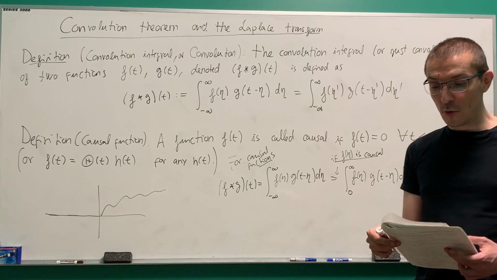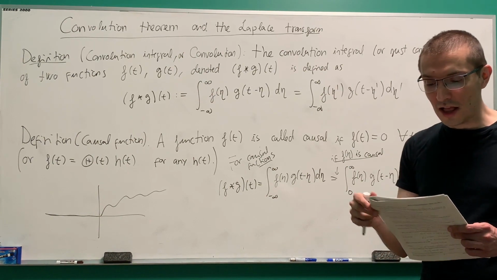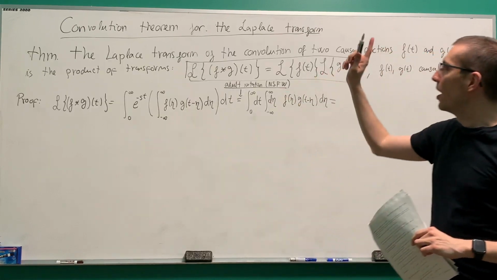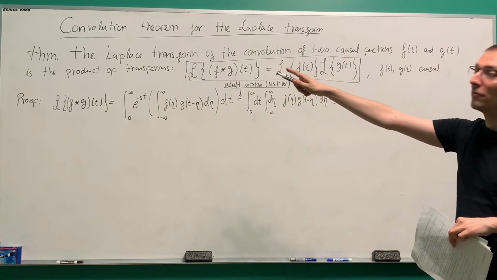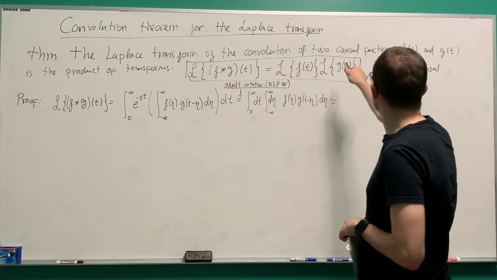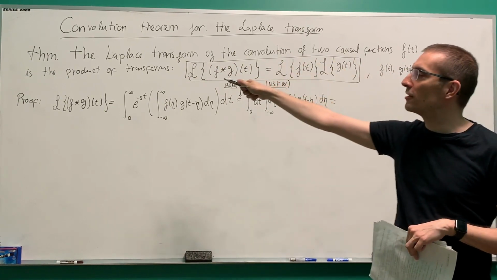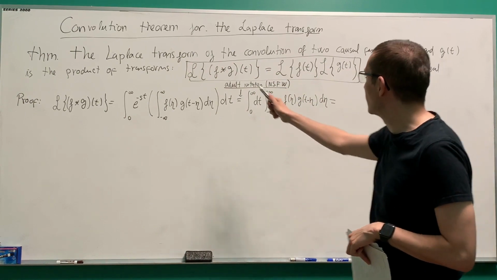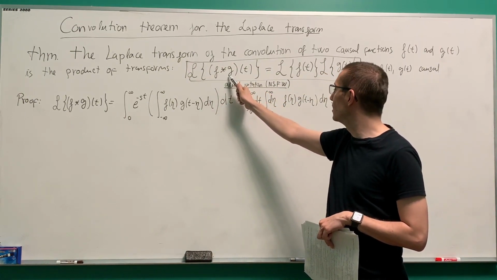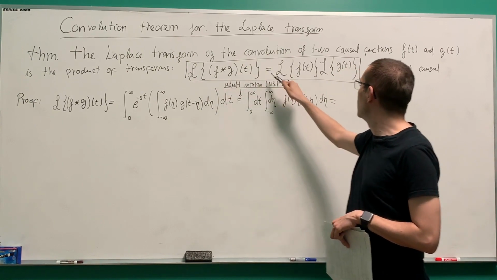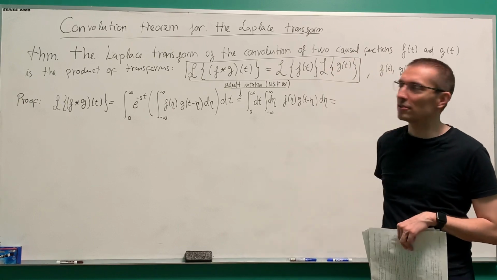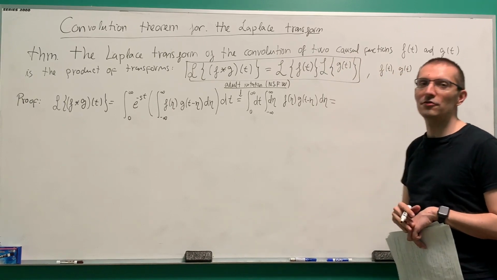Alright, so with that, let's prove what we call the convolution theorem for the Laplace transform. The theorem tells us that the Laplace transform of the convolution of two causal functions is the product of the Laplace transforms. Basically, the Laplace transform of the convolution f asterisk g, or f star g, is equal to the Laplace of f times, this is the regular product, the multiplication, the Laplace of g of t.